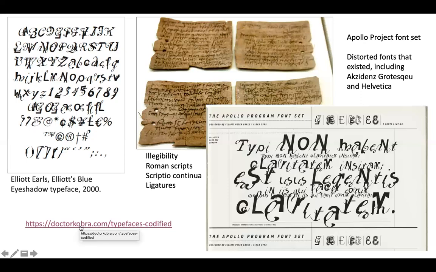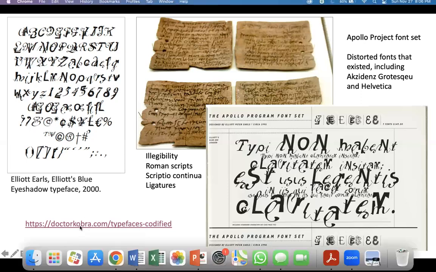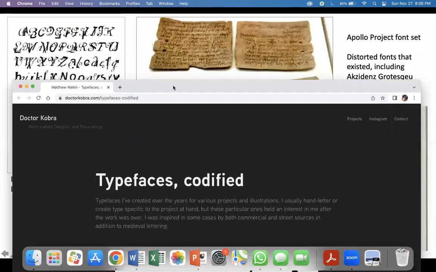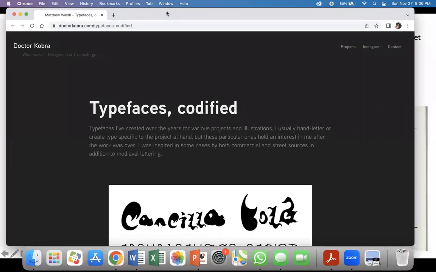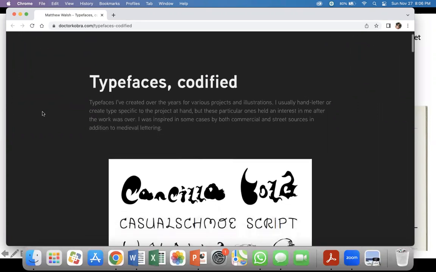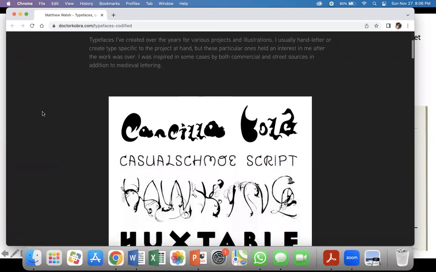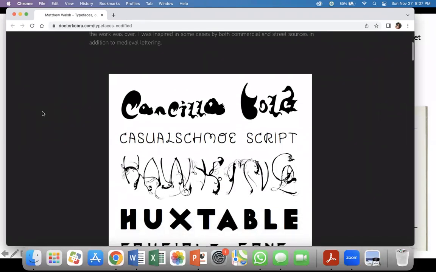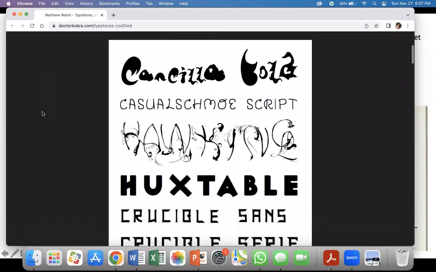I want to show you this link, which I found. I think you can still see this, right? Hopefully. Yes, screen sharing. Okay, so this is Dr. Cobra, a student of Elliot Earls, right? And so these are some of the designs that he made, inspired by Elliot Earls. So I'm just going to scroll down.